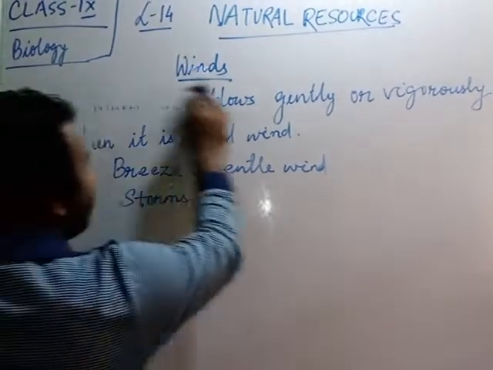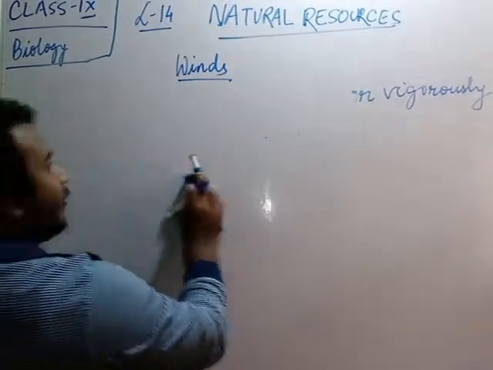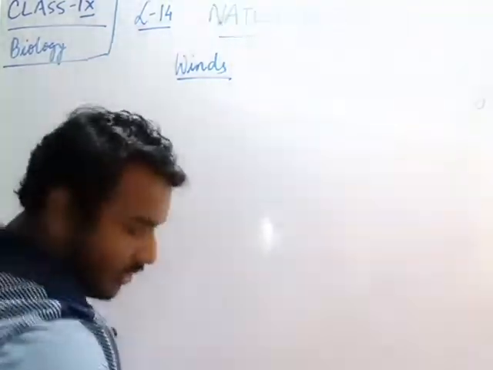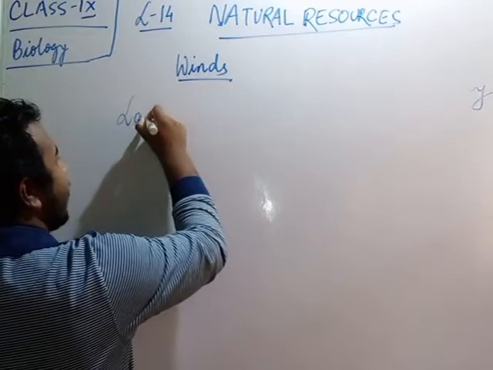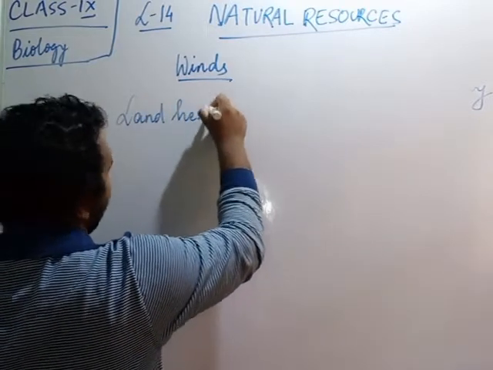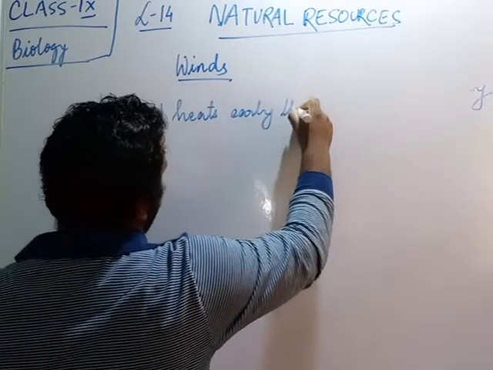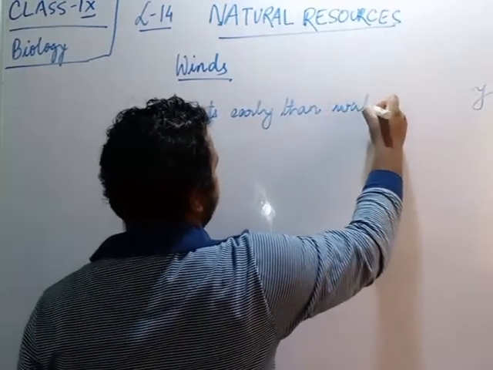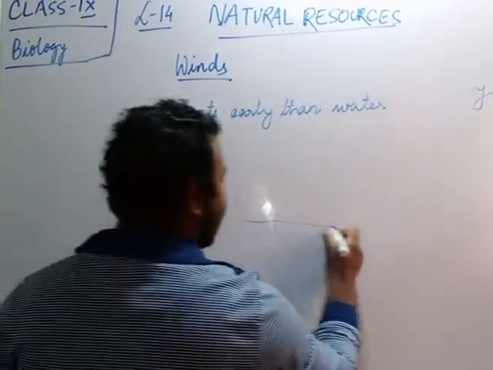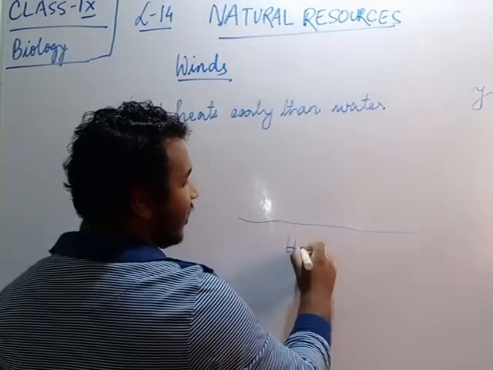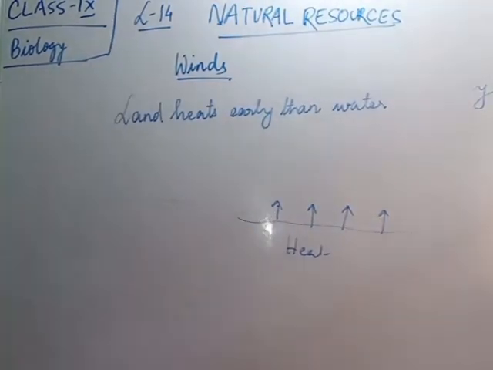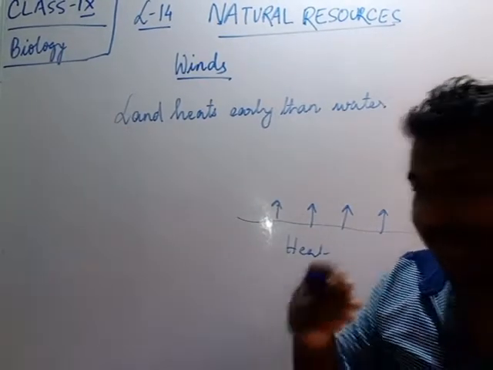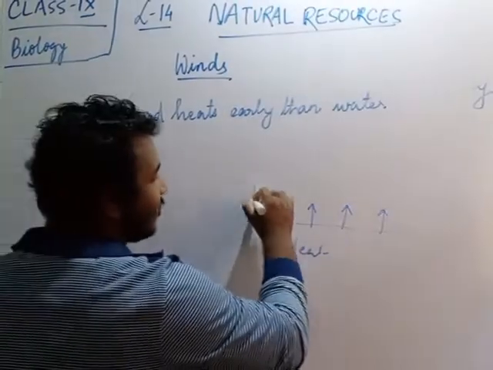Now we know that land heats up earlier than water or oceans. So if this is the land, then when it is heating, the air above the land is also heating. So when the land is heated, the upper air is also heating.